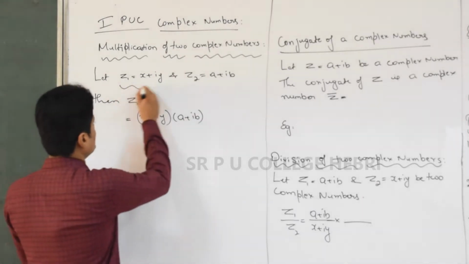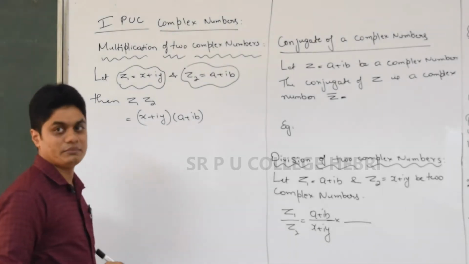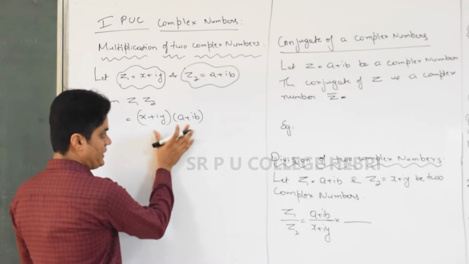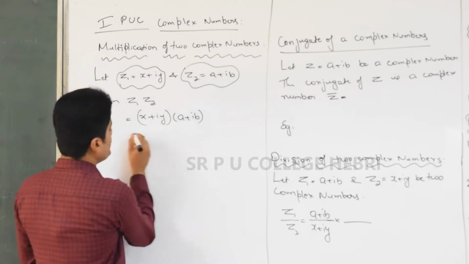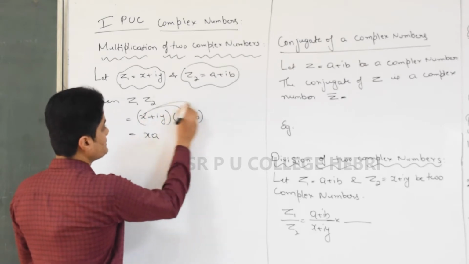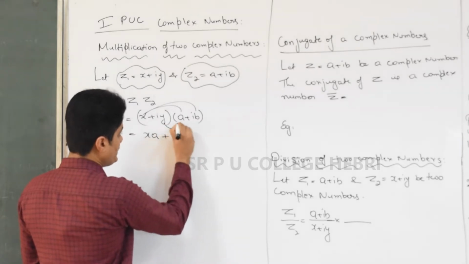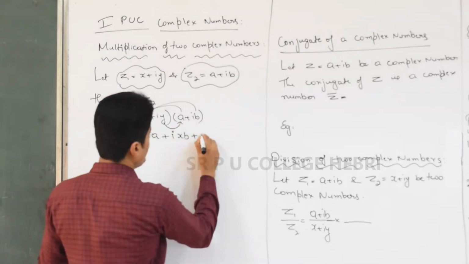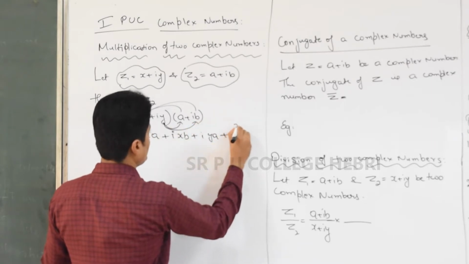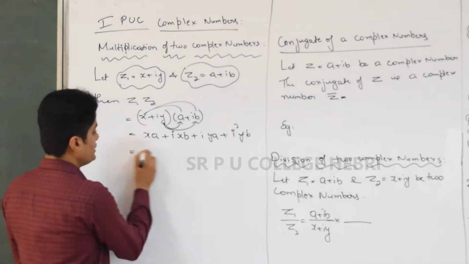So let z1 is equal to x plus iy and z2 is equal to a plus ib. Then the multiplication of two complex numbers is as follows. You write it just like two factors in a multiplication and multiply like two factors: x into a, x into ib, that is ixb, then iy into a, that is iya, then iy into ib, so it is i square, i into i is i square, then yb.